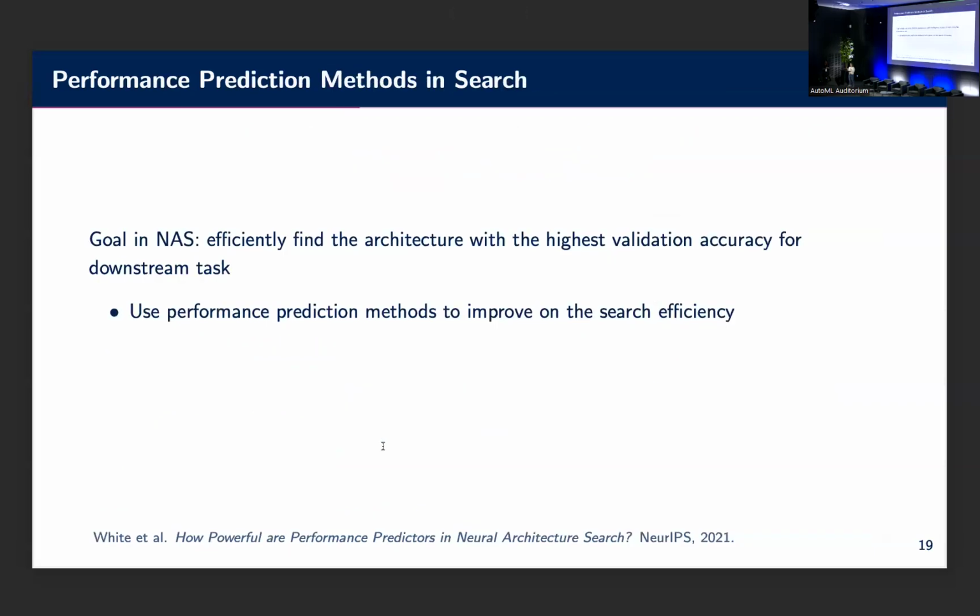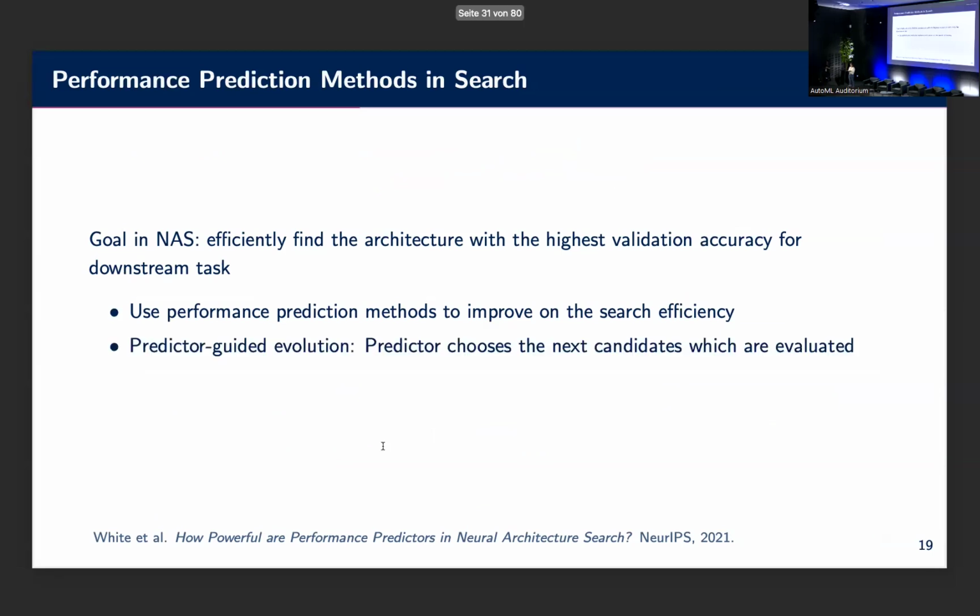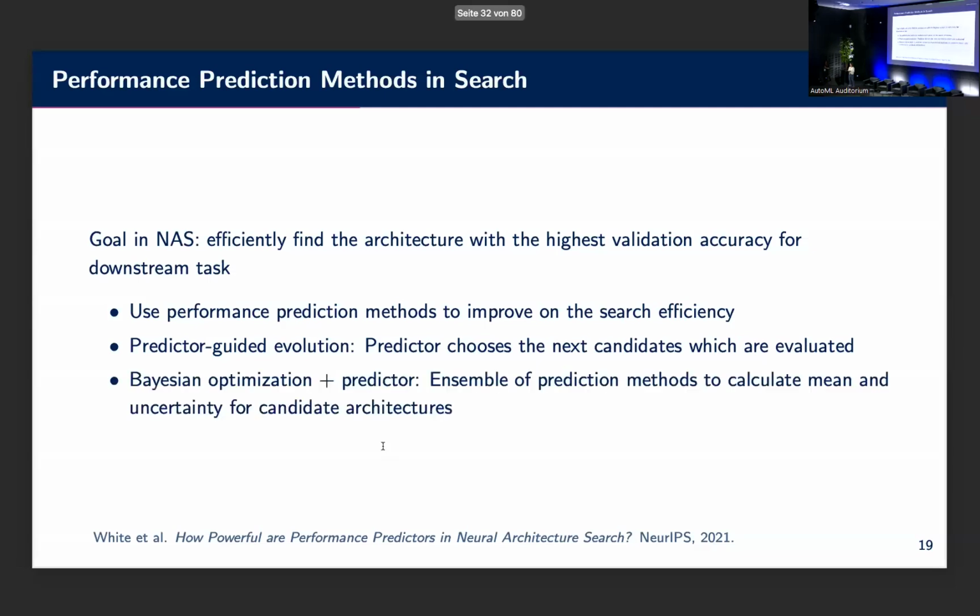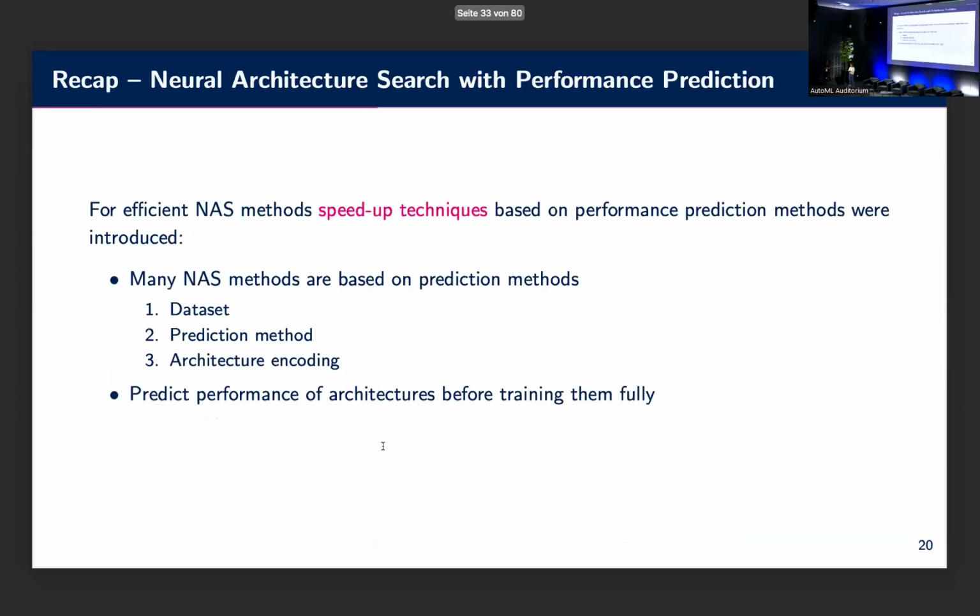So we know the goal in NAS is to find an architecture in an efficient way with the highest validation accuracy, for example, on the downstream task. And we want to use performance prediction methods to improve on the search. We can use predictor-guided evolution to combine the prediction method with regularized evolution, for example, or we can also use Bayesian optimization with a prediction method, where you can just have an ensemble which calculates the mean and the uncertainty for the candidate architectures.